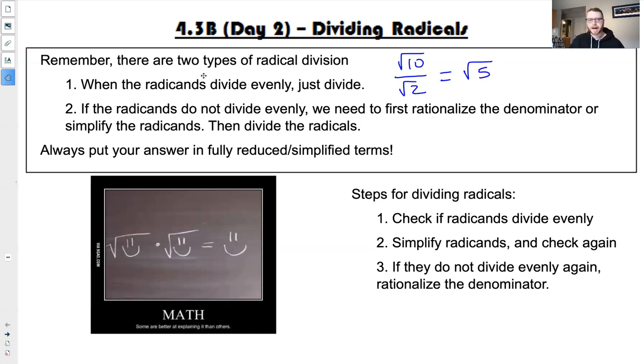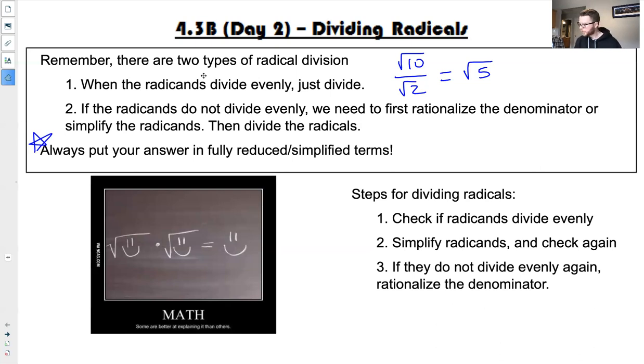Okay. However, sometimes the radicands will not divide evenly. And when this is the case, we need to either rationalize the denominator or simplify the radicands. Okay. And then after we do that, then we need to divide the radicals. And just a reminder to always put your answer in fully reduced or simplified terms.